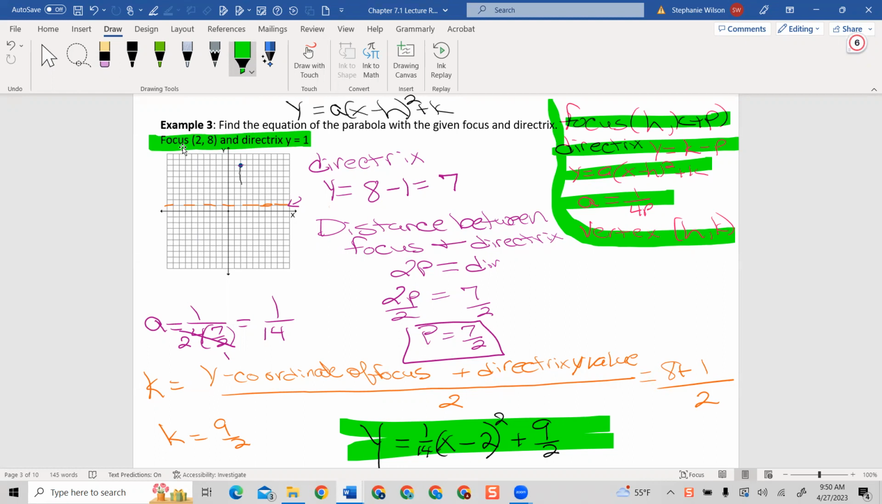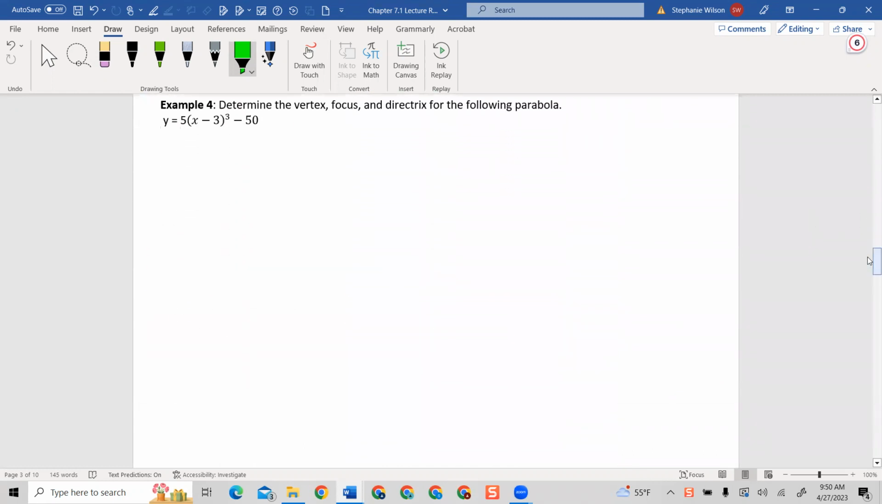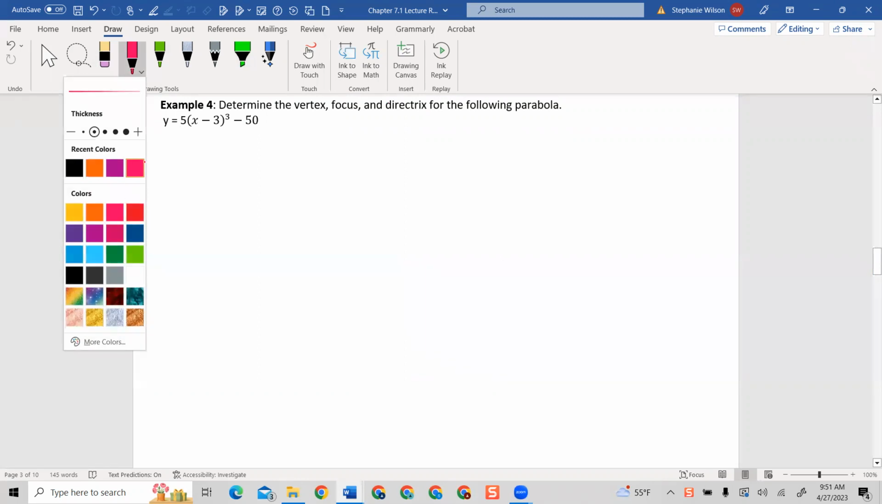So moving on to our example 4. So now let's determine the vertex, the focus, and the directrix of the following parabola. Now, it won't be too hard to figure out the vertex here, right? Because it's written in that formula form.